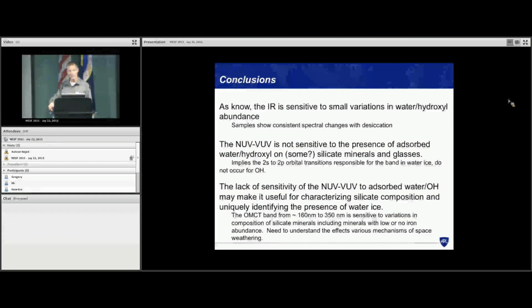And here are our conclusions. And this is my timer, trying to keep myself to the same time as everyone else. All right. So here we go. I just summarized this already, and you can read it for yourself. The reason the UV may not be sensitive to OH is that the 2s to 2p orbital transitions responsible for that water ice band may not occur for the OH, or the shift is such short wave of 160 nanometers that they are obscured by the charge transfer transitions already present between the silicon and the oxygen. Okay, thank you. Any questions?